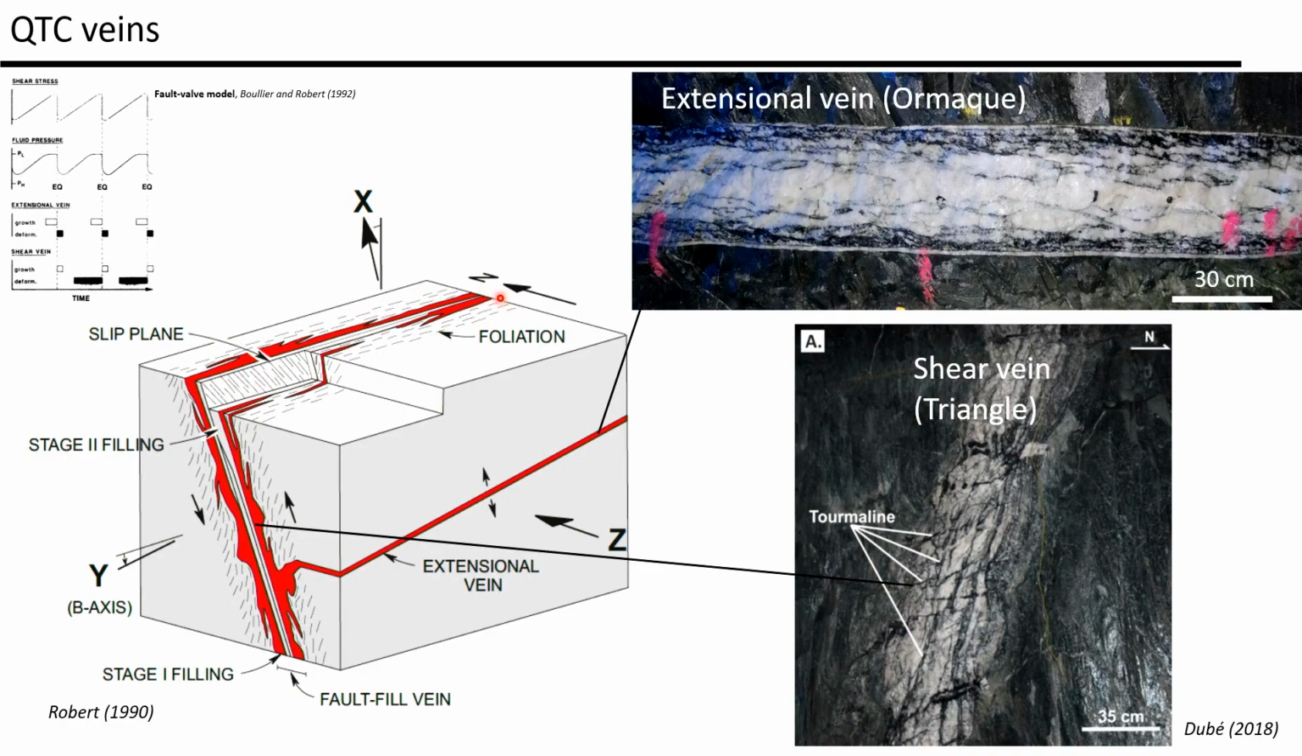So how can we form both? It was described until the early 90s, notably by Robert in the Sigma mine. He proposed the fault-valve model to explain the formation of this shear zone and this extension vein at quite the same time.